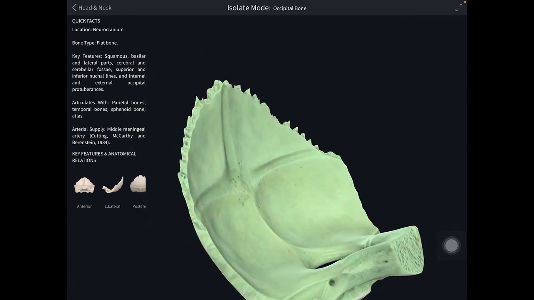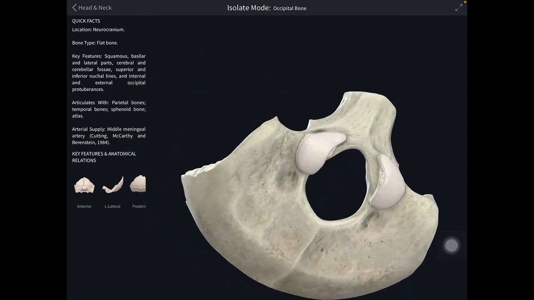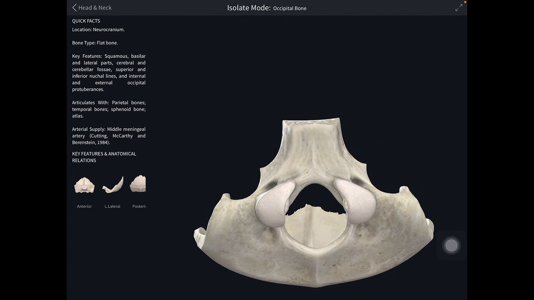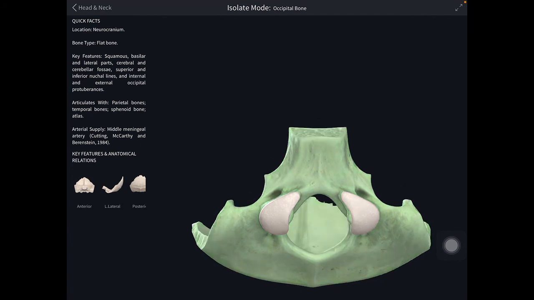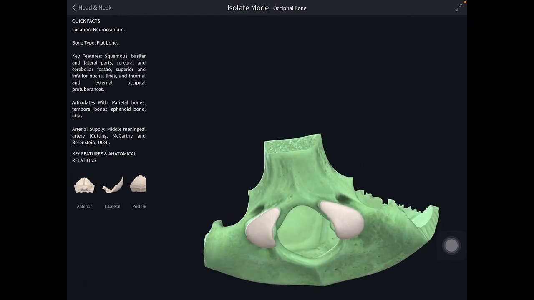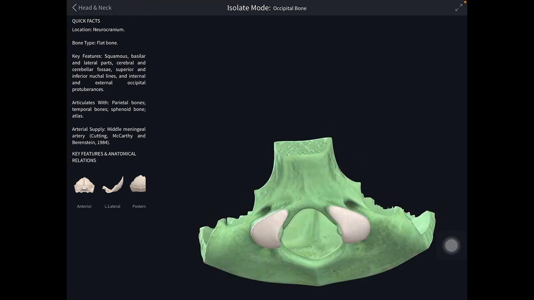Now we will move on to the next part of the occipital bone. This is the part projecting in front from the foramen magnum, that is the basilar part or basiocciput. You are seeing this basiocciput part extending in front from the foramen magnum. It extends forward and upward from the anterior margin of foramen magnum up to the body of sphenoid bone.